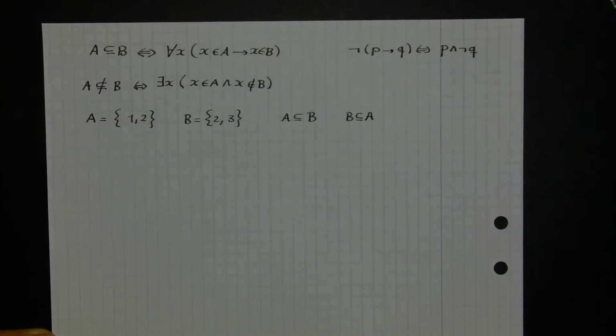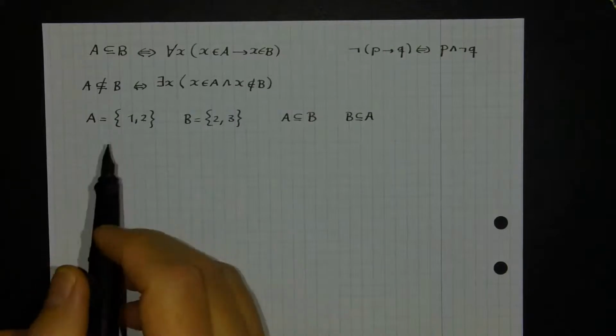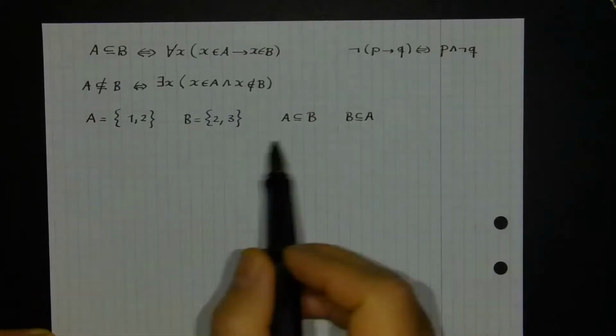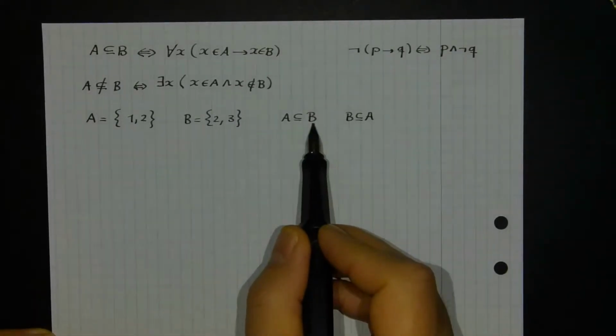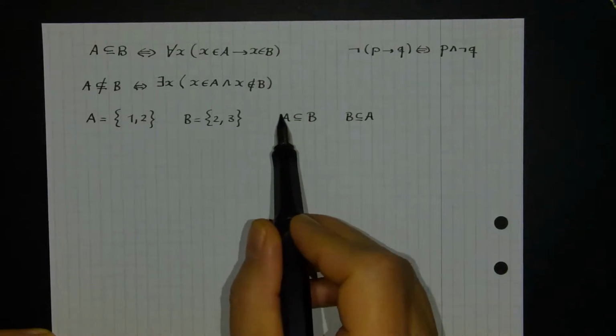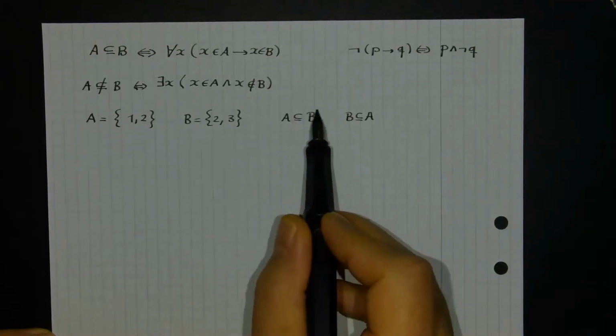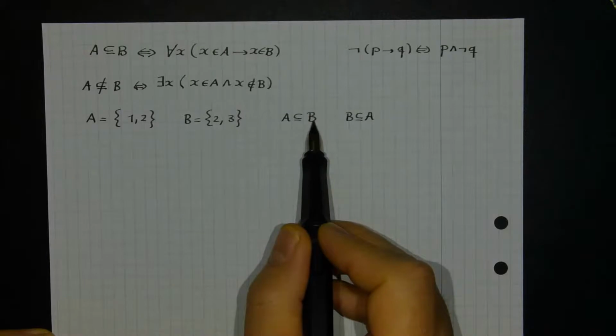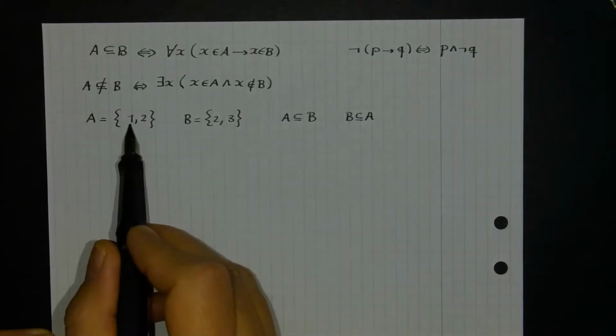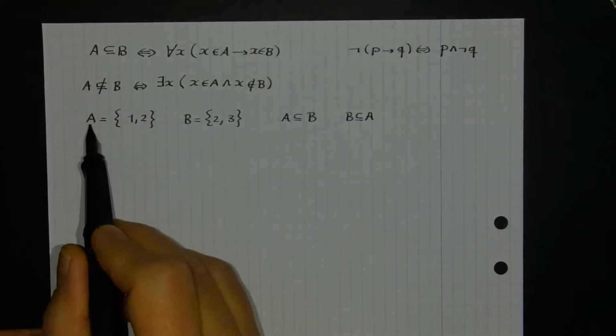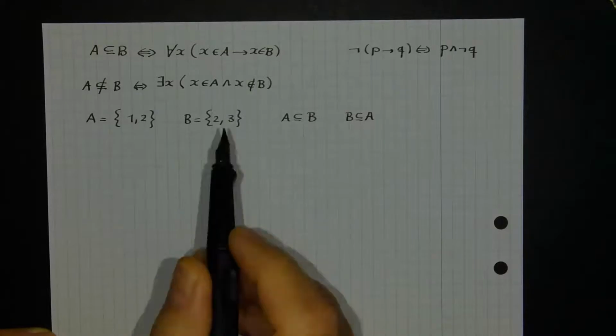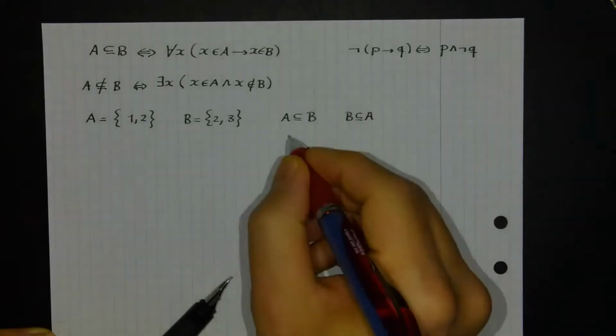None of them are true. None of them is true, yes, because when you say A is a subset of B, it means that whatever is inside A is also inside B. But this is not the case, because you find one element, 1, which is in A, but it is not in B. So this is false.